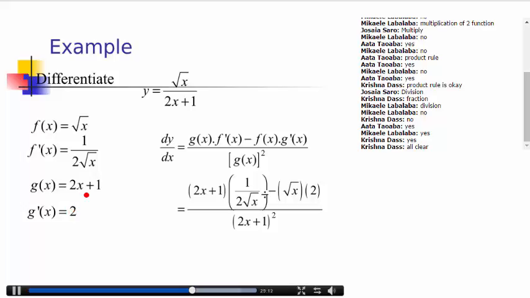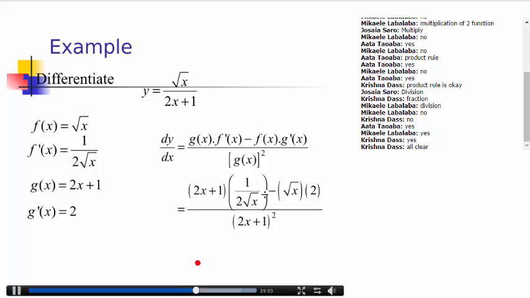Now, once that is done, the only thing that you need to remember is the formula, which is gx times f dash of x minus fx times g dash of x divided by gx squared. So what is my gx? 2x plus 1, which will come here. My f dash of x is 1 divided by 2 root of x. Then we have a minus here. And fx is root of x. And g dash of x, as it's been written here, 2. Then we divide the entire thing by the square of 2x plus 1.